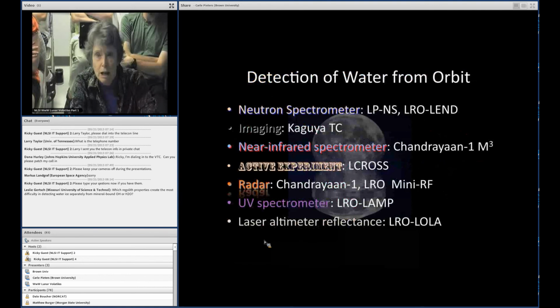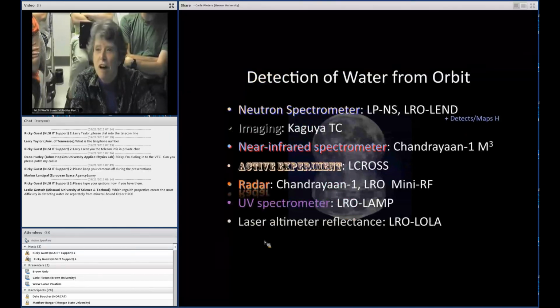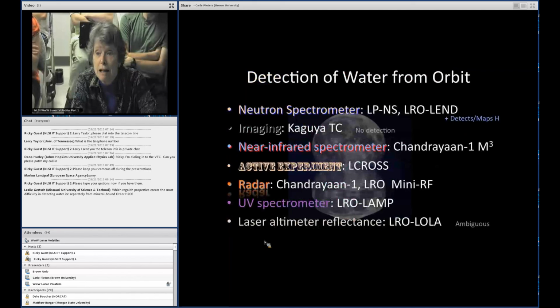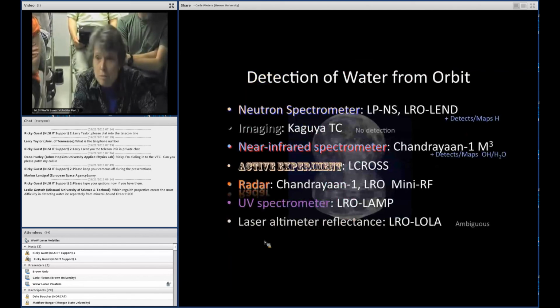some form of ice. Okay, so where are we? Here are our various techniques. It's clear that the neutron spectrometer absolutely detects and maps hydrogen. No one doubts that. The imaging, we found no detection really. And the laser altimeter, which uses similar approaches, is at best ambiguous. The near-infrared spectrometer certainly detects and maps OH and H2O. There is no question of that.